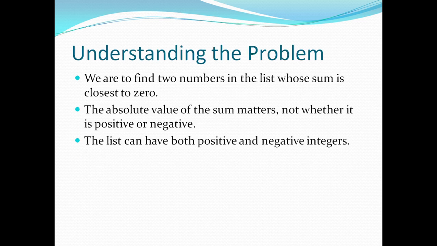Understanding the problem. Here are a few key observations. We care about the absolute value of the sum, not whether it's positive or negative. The list may have positive, negative, or mixed integers. We need the pair with the smallest absolute sum.